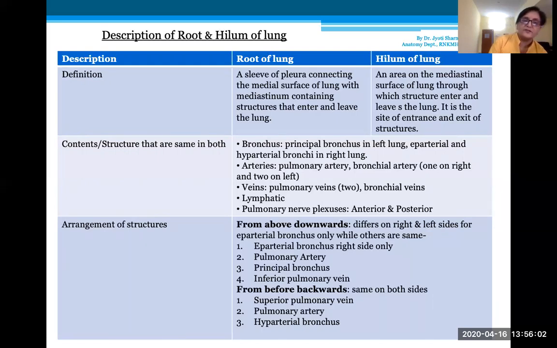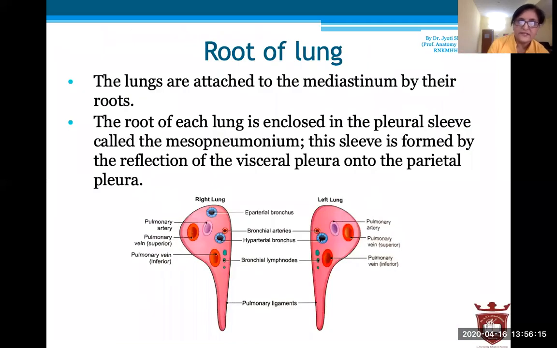Now we see the arrangement of the structures as we had seen in the diagram. Diagram of root of lung. As we had seen in the diagram of lung, there are two types of bronchus here. This is the eparterial bronchus in the right lung. And in the left lung, there is only one bronchus.